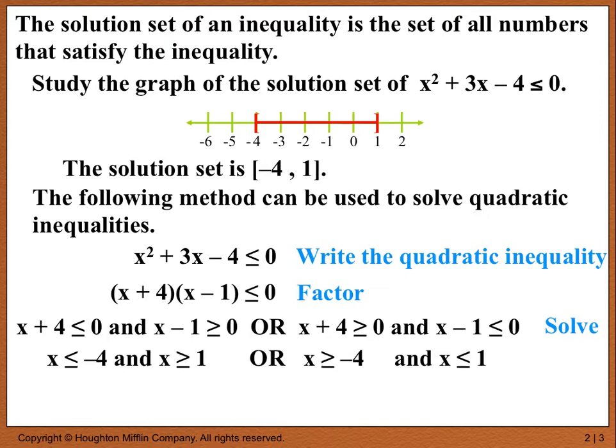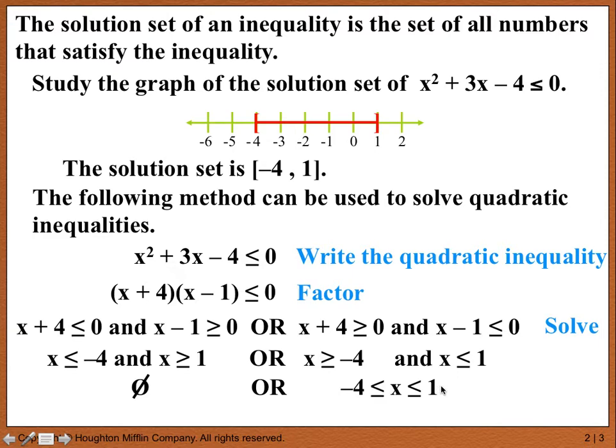All right, so we set up this disjunction. Here's what it looks like when we go through the solution. We simply solve each of these simple inequalities separately, but we keep the ands and ors. And we have x is less than or equal to negative 4 and x is greater than or equal to 1, or x is greater than or equal to negative 4 and x is less than or equal to 1.